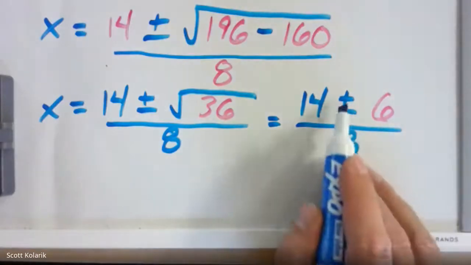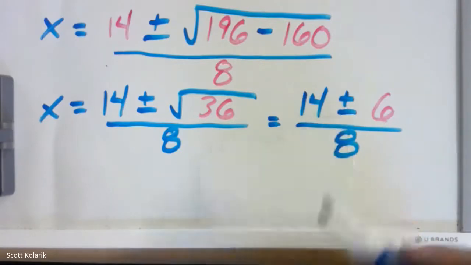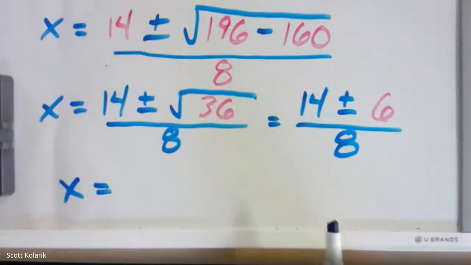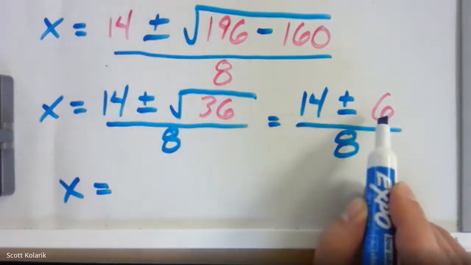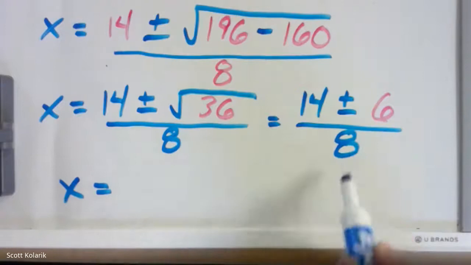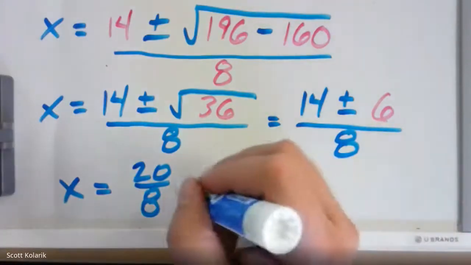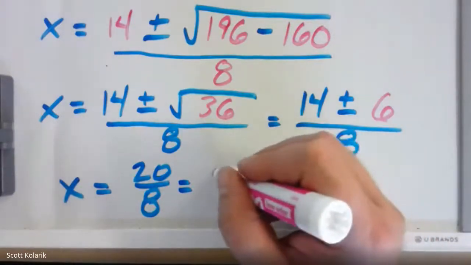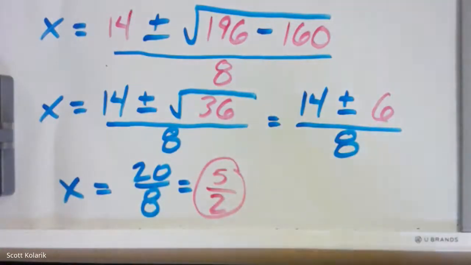And so now I have 2 possible solutions represented here by either the plus and the minus. So when I come to my actual final answers here, I have to remember I have to keep exact solutions, no decimals. So first thing I do is this plus on top. 14 plus 6 is 20. That 20 over 8 can reduce. 4 goes into both top and bottom. That would reduce to 5 over 2. That's one of my 2 solutions here.